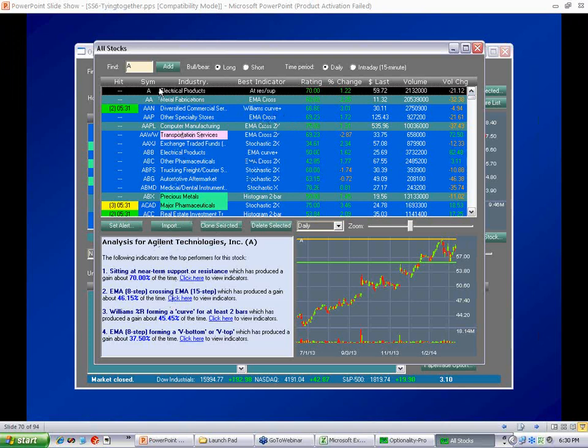So I just clicked on stock symbol A, and it's telling me that this is Agilent Technologies. Now, I'll read it to you. It says the following indicators are the top performers for this stock. The first top performer is sitting on near-term support or resistance. It has produced a gain about 70% of the time. If you click on this little link, it'll show you an example. See right here.